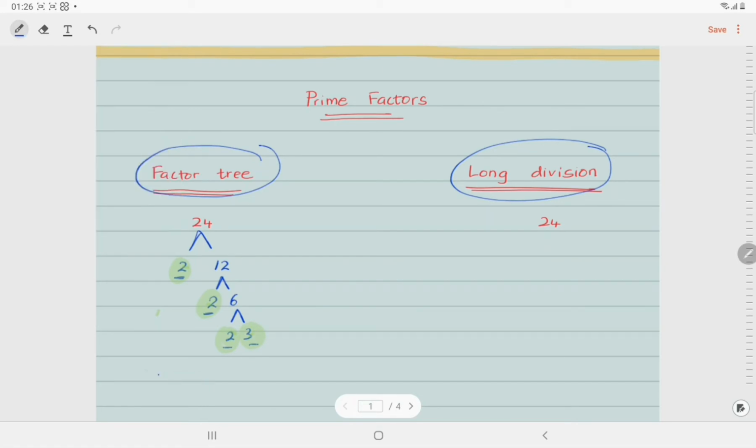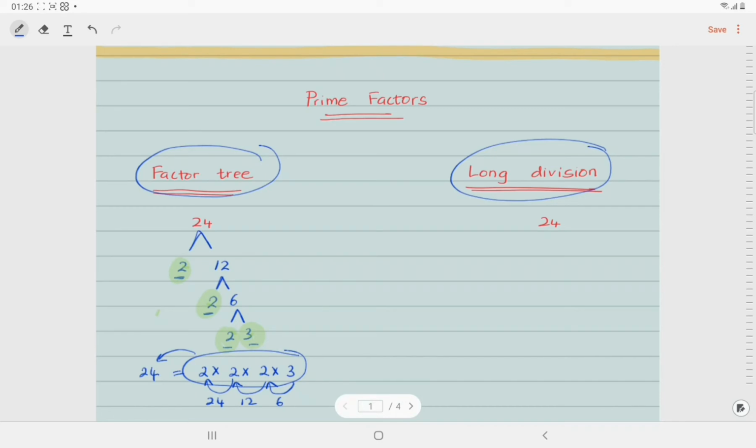Now I can write down 24 equals 2 times 2 times 2 times 3. If I work it out the other way, 2 times 3 is 6, 6 times 2 is 12, 12 times 2 is 24. So these are the prime factors of 24. I personally like the long division method because I feel it is easier than the factor tree, but you can use any method that you want.